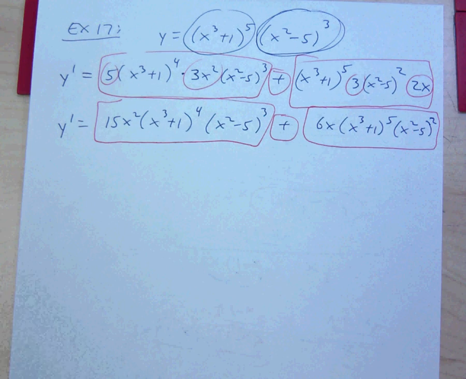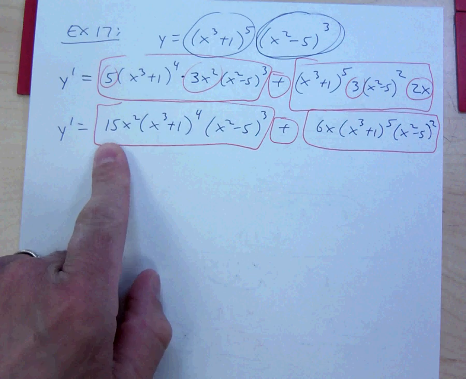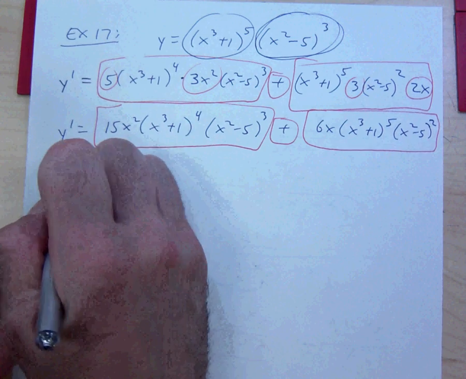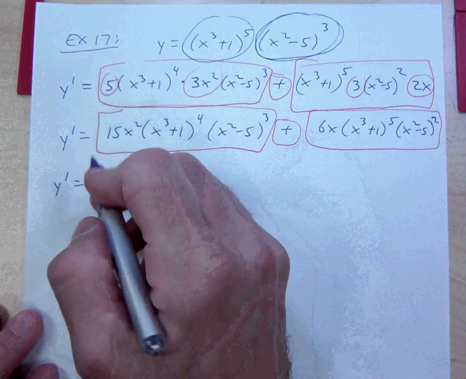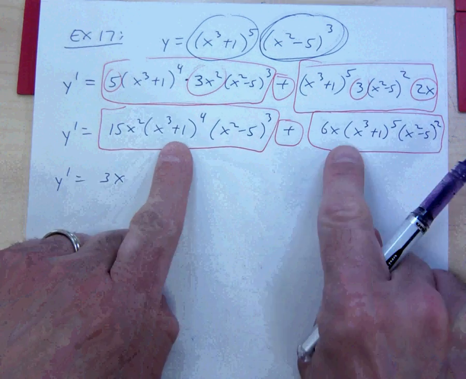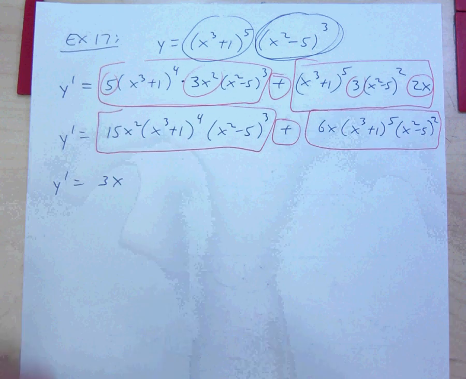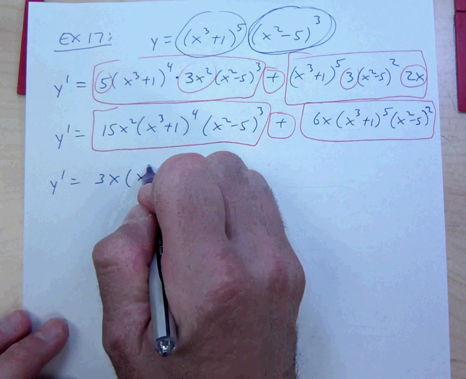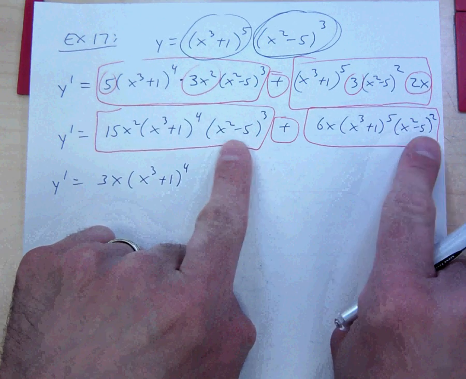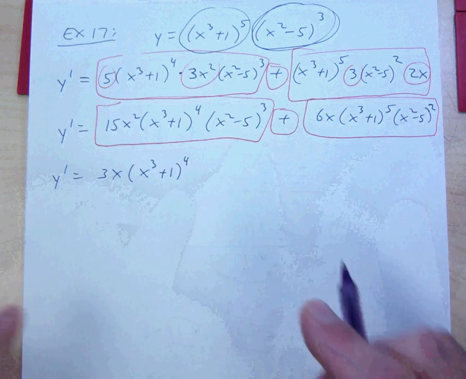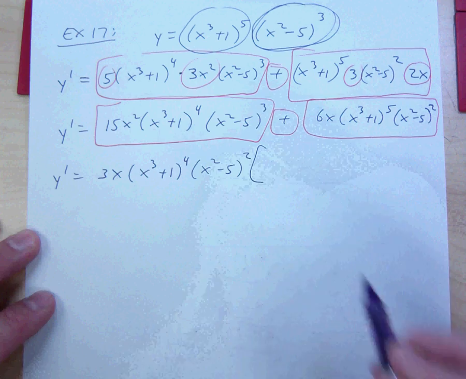What can I pull out? What do they both have in common? Well, what number goes into 6 and 15 evenly? A 3. So I'm definitely going to pull a 3 out. This has an x squared and that has an x, so I can pull a what? X out. Okay, looking at those, they both have that raised to at least the 4th power, don't they? So I'm going to pull all of that out. And then looking at those, they both have that to at least the 2nd power. So I'm going to pull that out. And then just write what's left over in brackets.